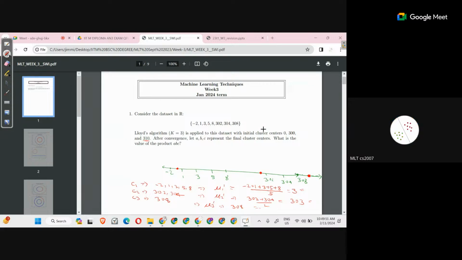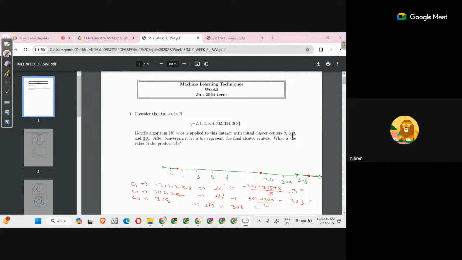Usually in initialization we take points from the data points only. But for this question, they have specified that we have to take these points as our initial cluster centers. Based on the question, this will be our answer: multiplication of 303 and 308. So, sir, in this question, is there no role of the initial cluster centers? Yes, there was a role. So initially the role is there.